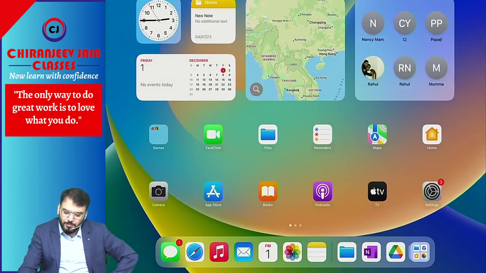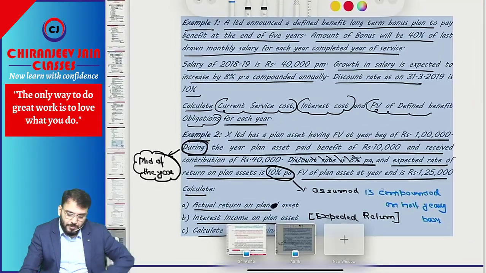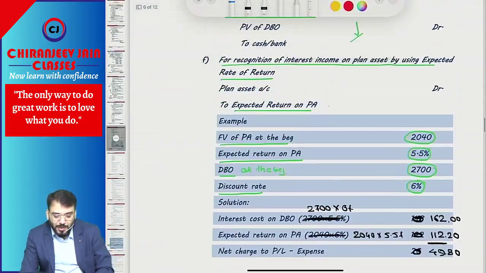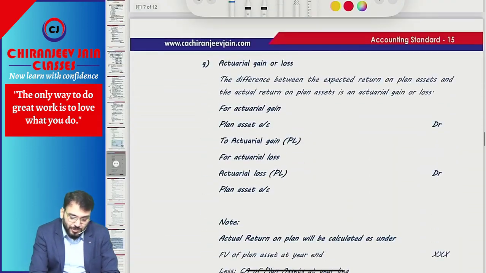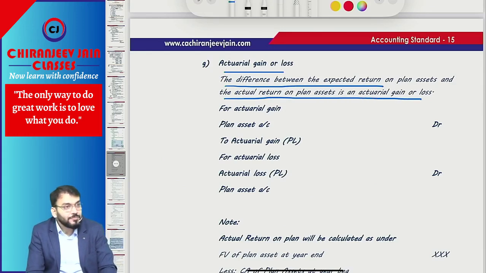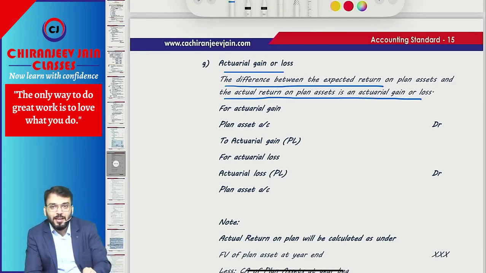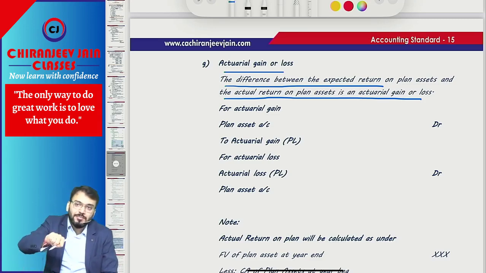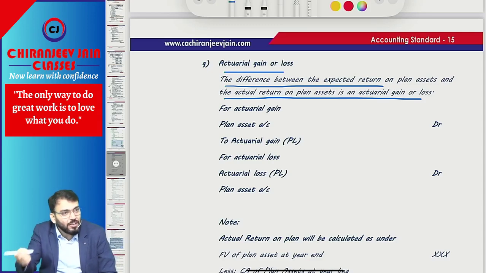Simple now. So let us come to now once again the topic. We are discussing plan asset. We have done up to expected return. The next point is actuarial gain or loss. Can I say the difference between expected return and the actual return is an actuarial gain or loss? Have you noticed the para? The difference between expected return and actual return is actuarial gain or loss.